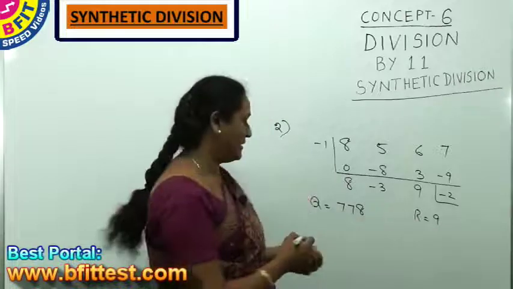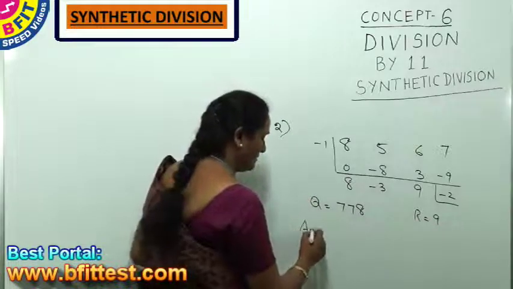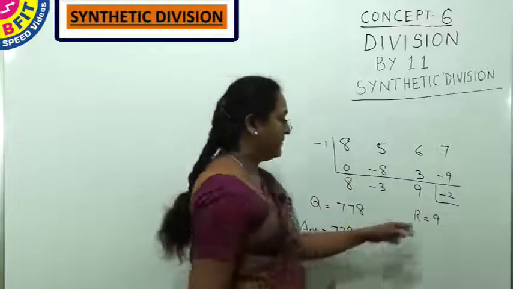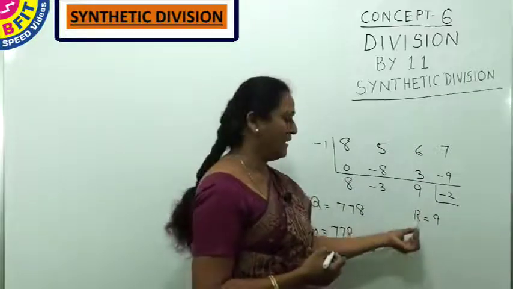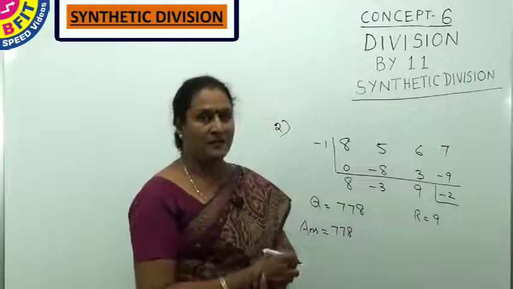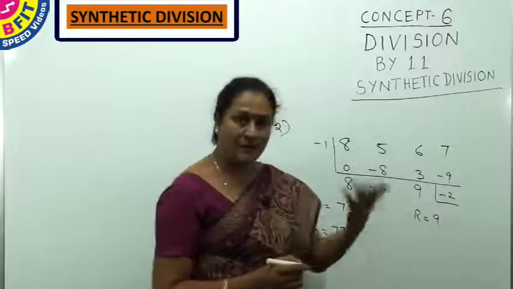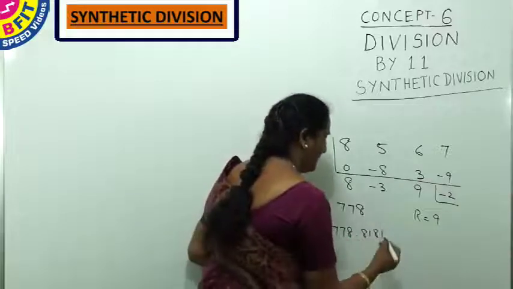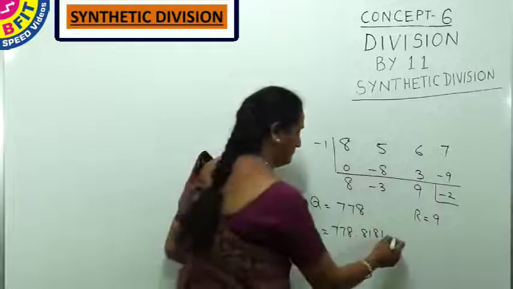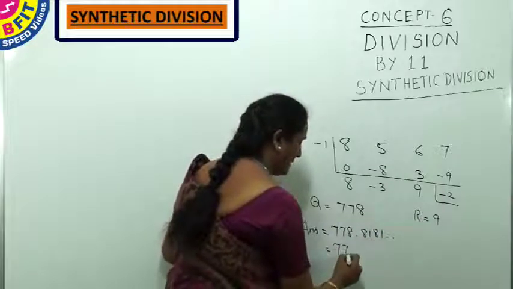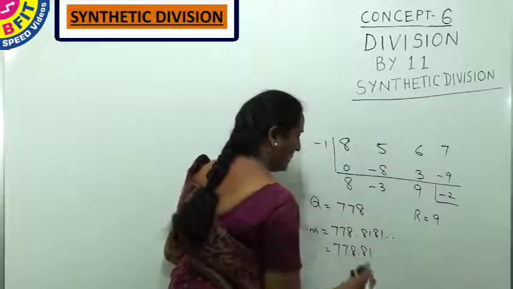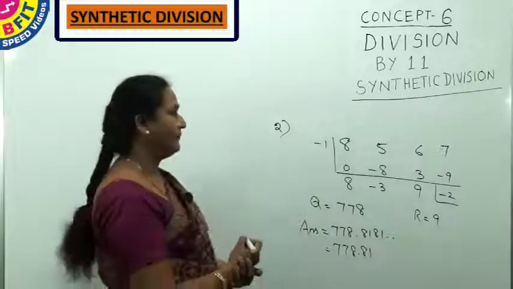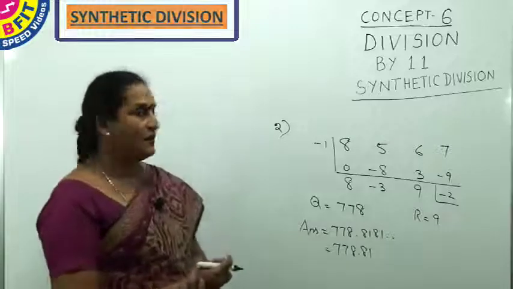So what will be the decimal format? The answer is 778 point, and we'll have 9 by 11. If we have 9 by 11, what will be the decimal part? Multiply 9 with 9, it is 0.8181 recurring. So it is 778.81 approximated to 2 decimal places. Now we'll see the next example.